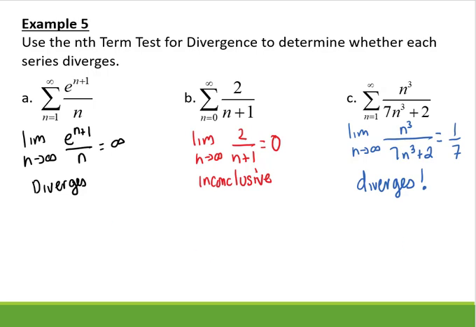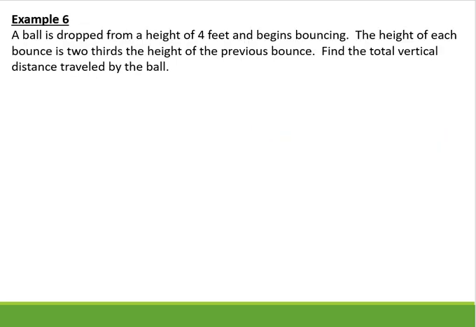Okay, this last example I threw in here because I think it's a fun example of a geometric series. So a ball is dropped from a height of 4 feet and begins bouncing. The height of each bounce is 2/3 the height of the previous bounce. Find the total vertical distance traveled by the ball. Okay, so let's draw a little picture of what's happening here. So a ball is dropped from 4 feet. And it bounces and it retains 2/3 of that. So it bounces, comes back up.